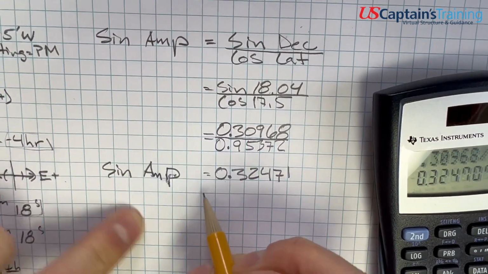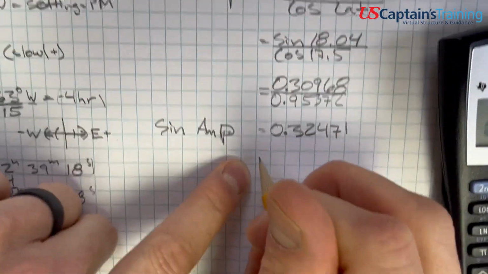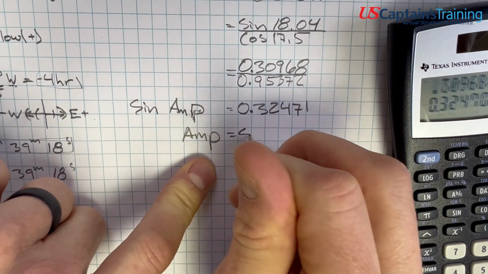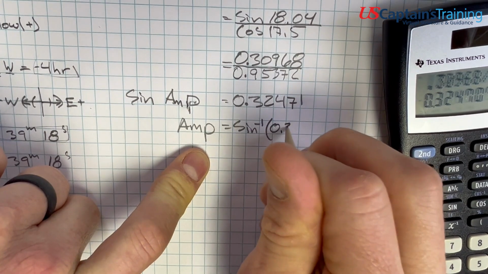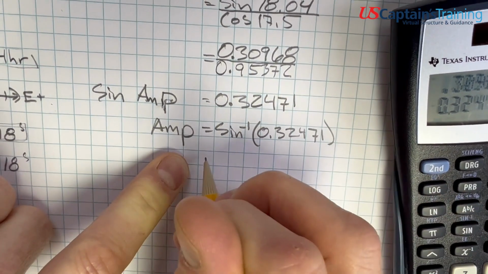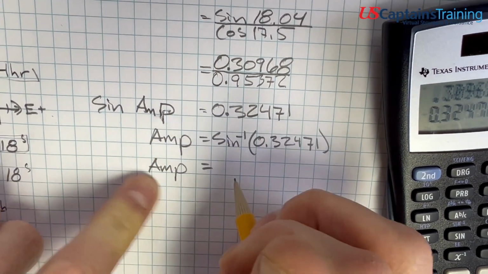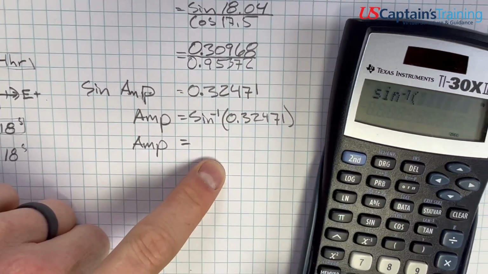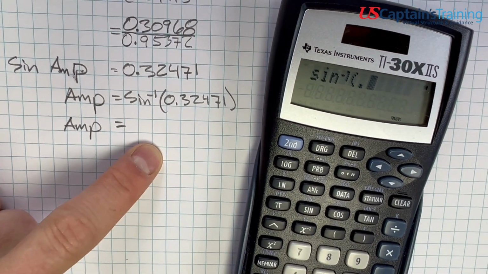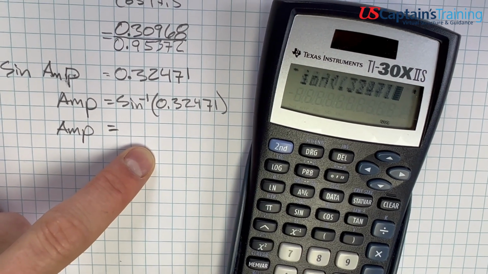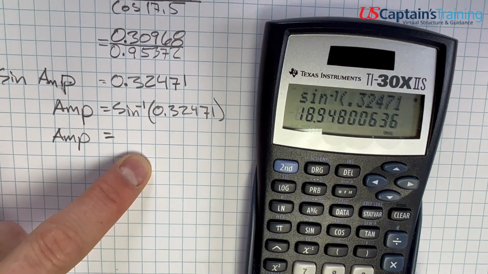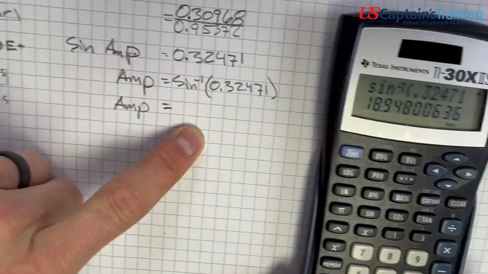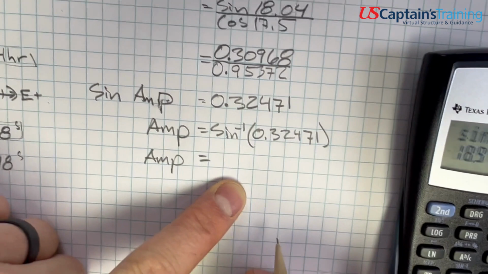And what this is now is the sine amplitude. Whoa, that's a sharp pencil. So what we do is take amplitude equals inverse sine of 0.32471. This is going to give us our amplitude in quadrantal notation, in a quadrant of the compass. Second, inverse sine, 0.32471 equals 18.95. We're just going to take it out to one decimal point: 18.9.